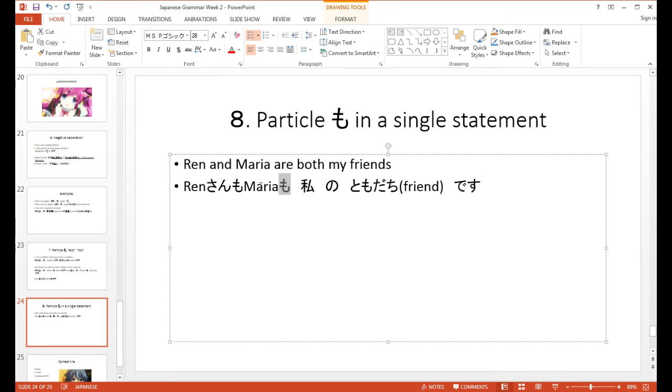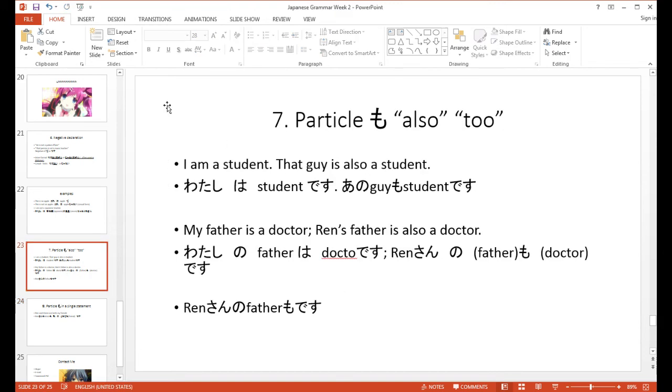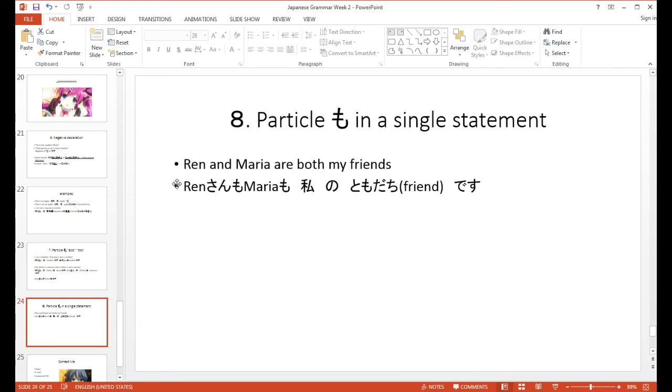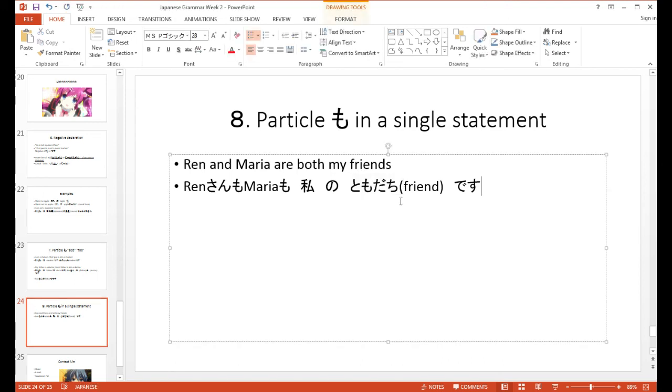You don't have to split it into two different sentences like what we have been doing in the previous one. Lesson 7 is like two different sentences. Here, it's just two nouns, right? Saying tomodachi. So both are my friends. And this is the topic. Ren-san and Maria are the topic of the sentence.